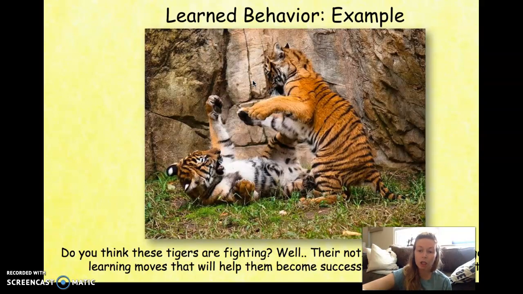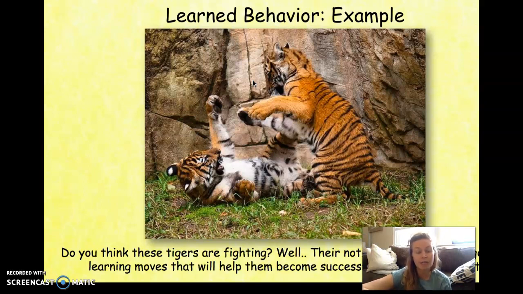Now we're going to talk about learned behaviors, and this is an example. Do you think these tigers are really fighting? Well, they're not. By playing, these tigers are learning moves that will help them become successful predators as adults. So even though they're playing and they're learning how to protect themselves, right? You're not born with this type of courage or born with this type of strength.